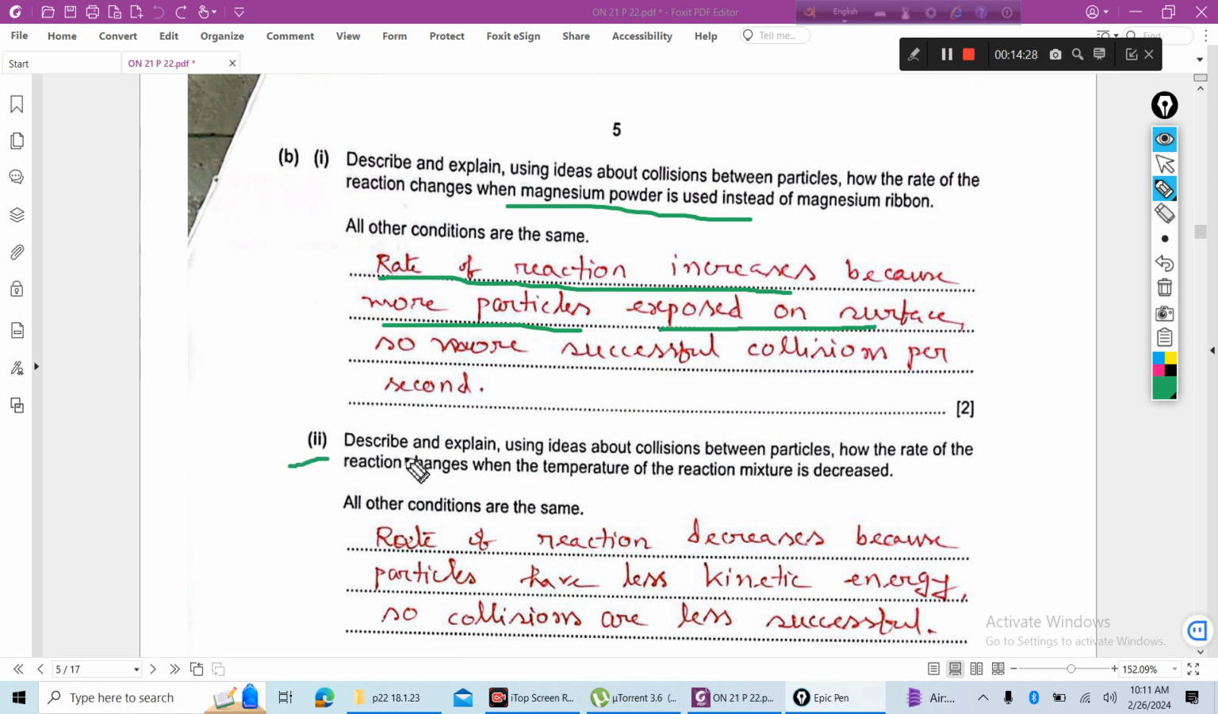Now next one, describe and explain using ideas about collision between particles how the rate of reaction changes when the temperature of the reaction decreases. You know, if you increase temperature, rate of reaction increases, and if you decrease temperature, rate of reaction decreases. Why? Because particles have less kinetic energy. If you decrease the temperature, particles have less kinetic energy, so fewer collisions are successful. That's why the rate of reaction decreases.